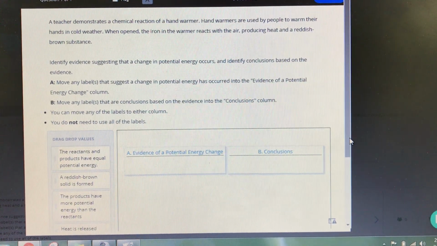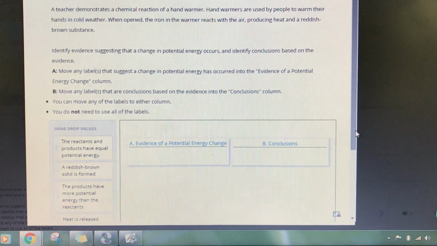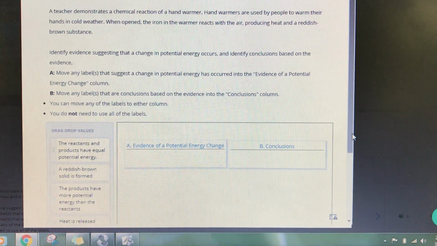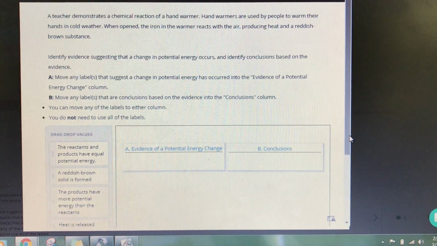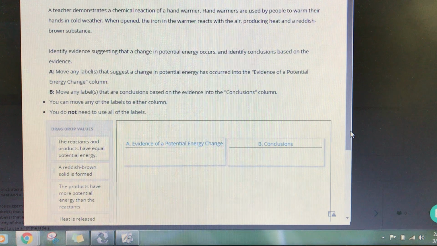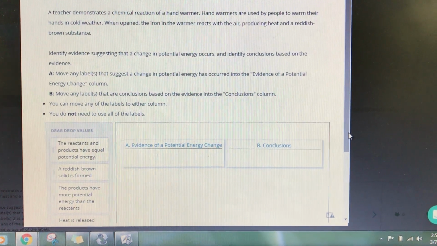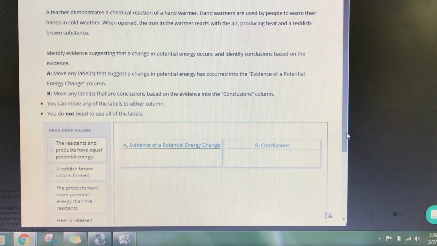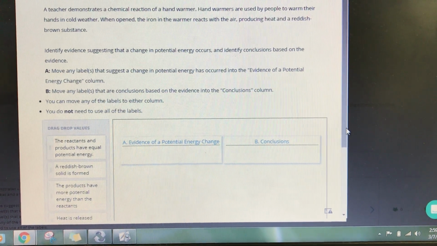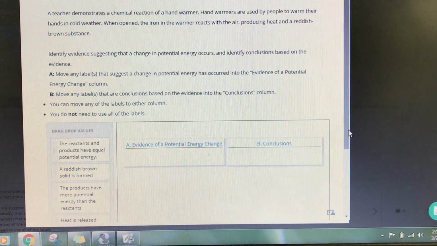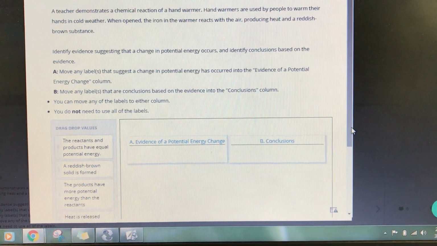So part A says, move any labels that suggest a change in potential energy that has occurred into the evidence of a potential energy change column. B says, move any labels that are conclusions based on the evidence into the conclusions column. You can move any of the labels to either column. You do not need to use all of the labels.